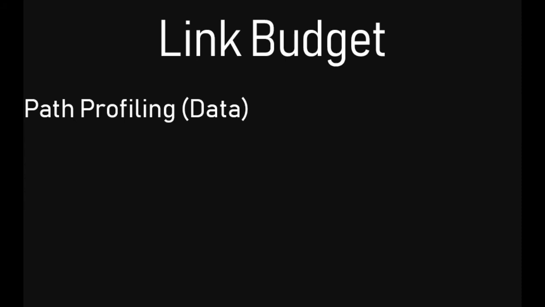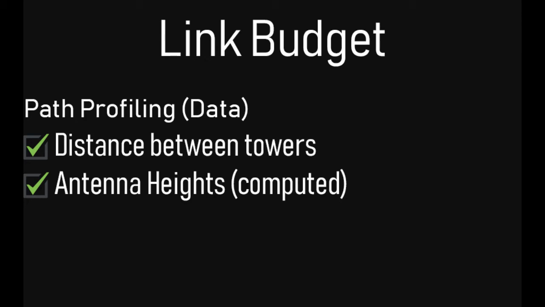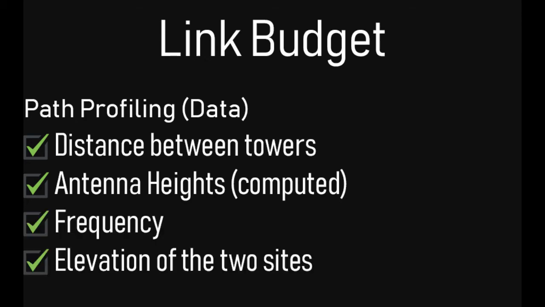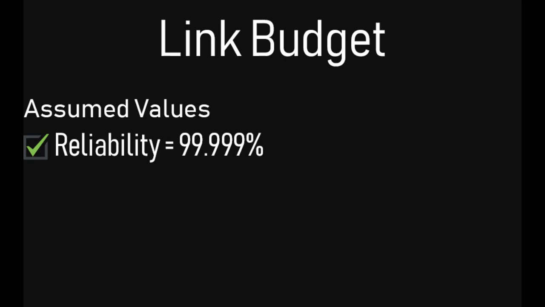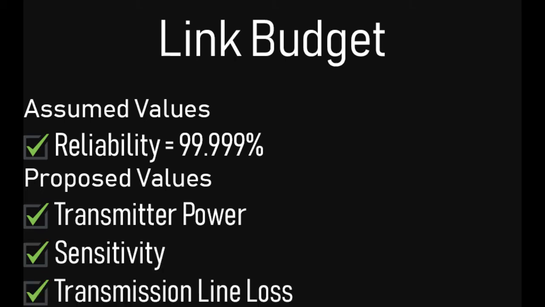First of all, we still need data from path profiling like the distance between towers, the computed antenna height, the frequency, and the elevation of the two sites. We'll also have an assumed value of reliability which is equal to 99.999%. We'll also have the proposed values which may be based on equipment specifications. These are the transmitter power, sensitivity, and transmission line loss.